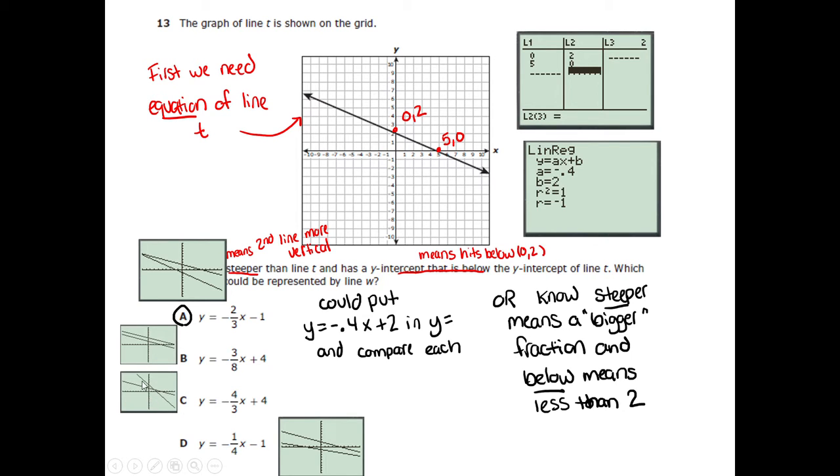C is definitely steeper, so that's the trick question on this one because it's obviously steeper, where A is maybe not as obvious as that is steeper, but it hits above our y-intercept. That's the reason why C is out. And then D, that hits below the line, but it's not as steep. It's flatter, so that's the opposite of what we're looking for. It's not as steep. So A is our answer.